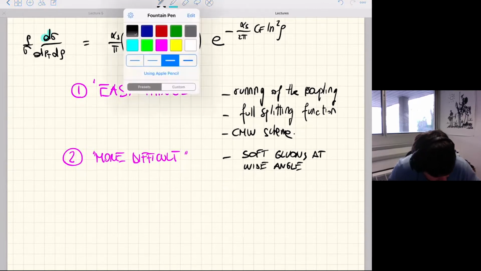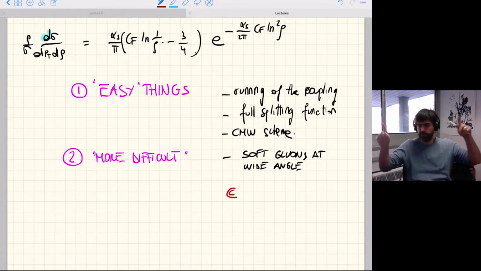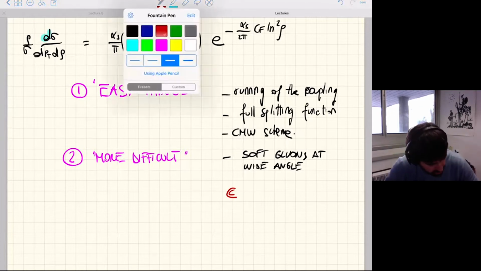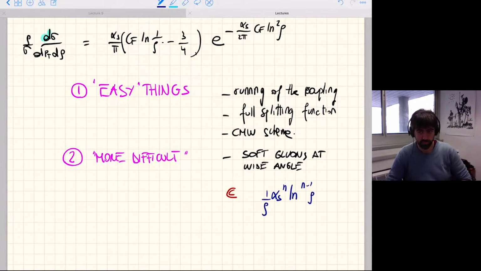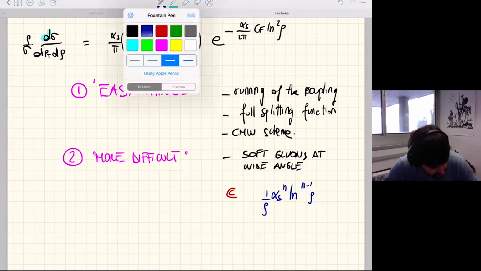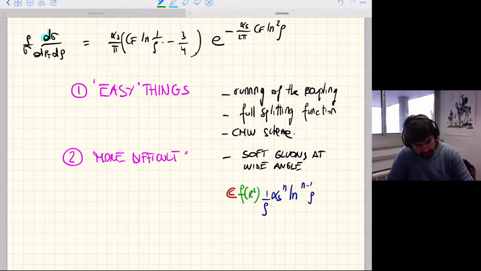This won't be a CF or CA because, when you write it like that, you remember, we have a matrix structure. They are single logs, so alpha_s to the n, log to the n minus 1 of rho, times 1 over rho. And then there's a function in front of them, complicated, you need to do the integral, but which can only depend on the jet radius squared.